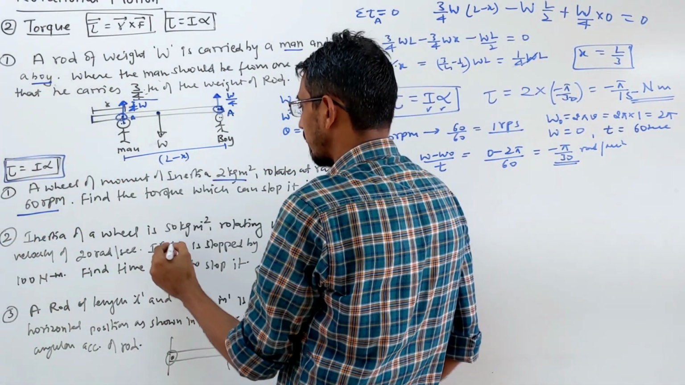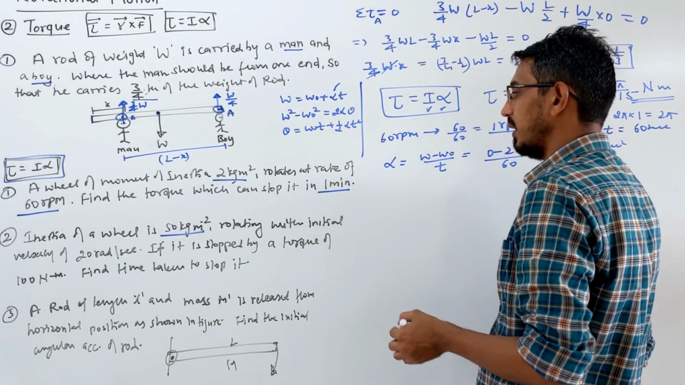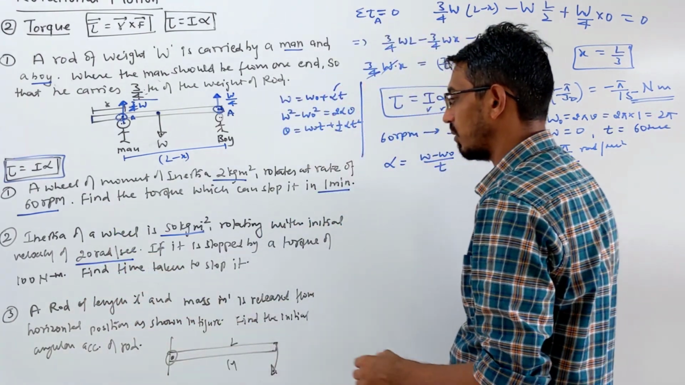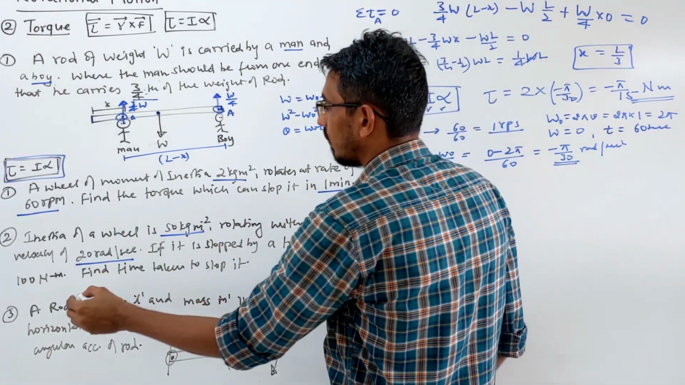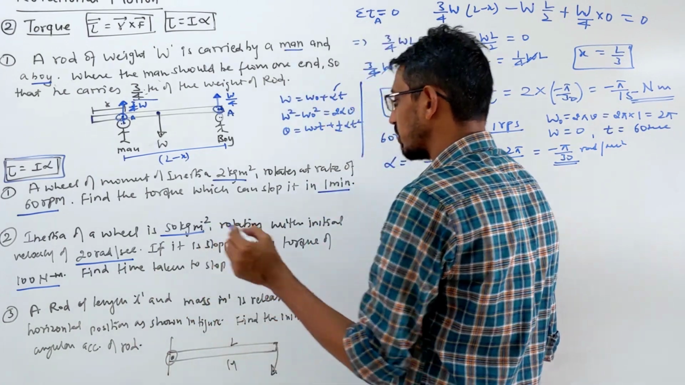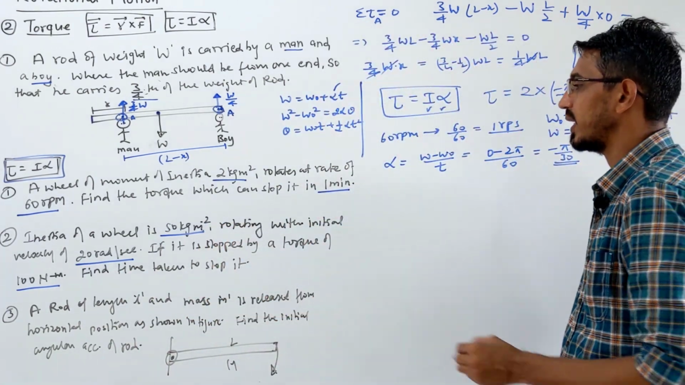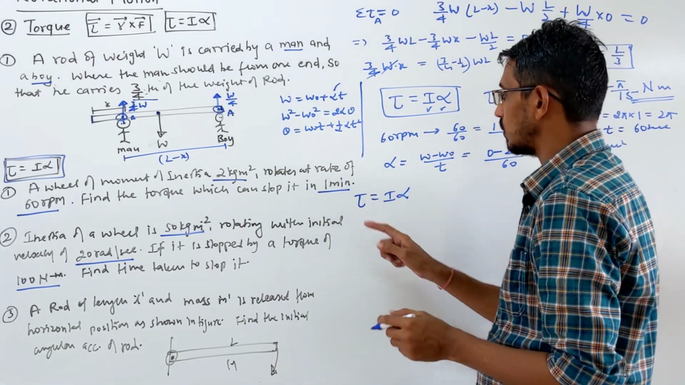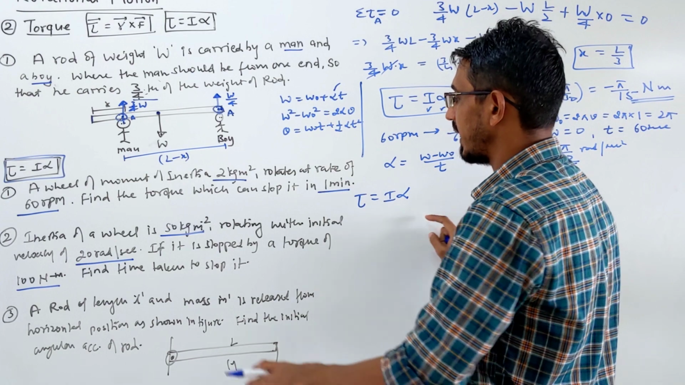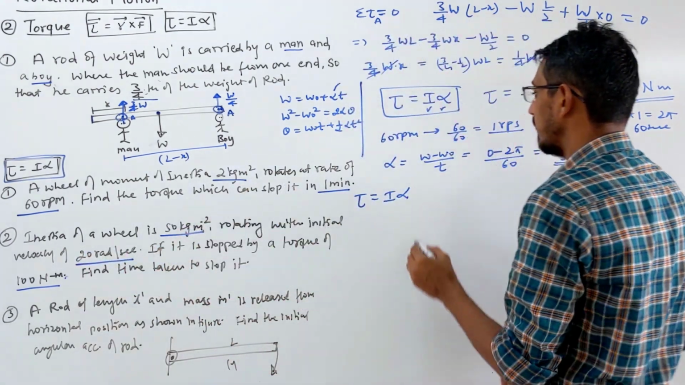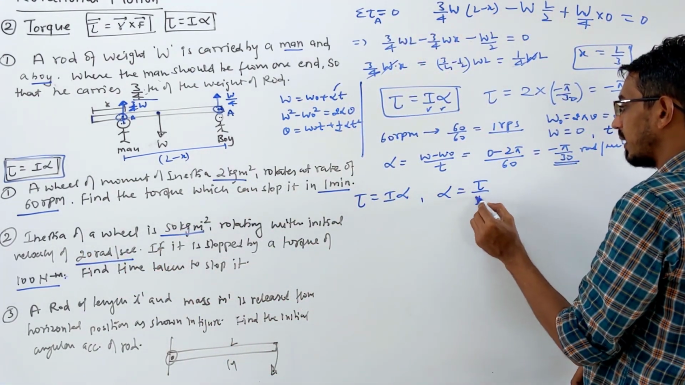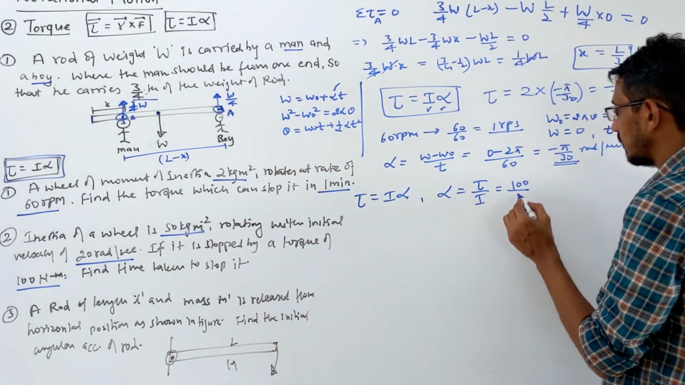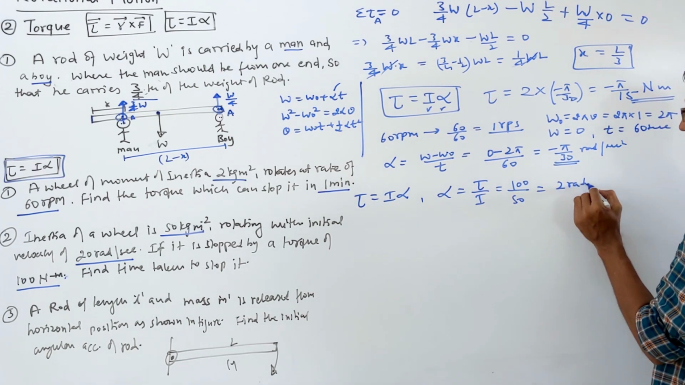The inertia of a wheel is given as 50 kg meter square, and it is rotating with an initial velocity of 20 radian per second, omega naught given. If it is stopped by a torque of 100 Newton meter, find the time taken to stop. Time we have to find here. So again, torque is I into alpha. We can first find alpha, because they gave us torque and I. So alpha you find directly: torque by I. Torque given is 100, and inertia they gave is 50. So this becomes 2 radian per second square.